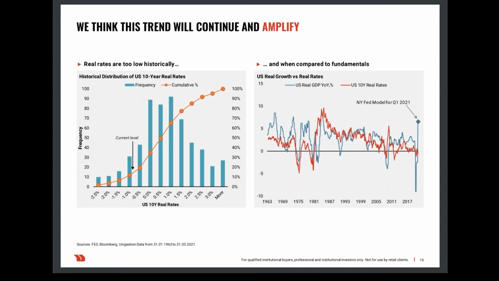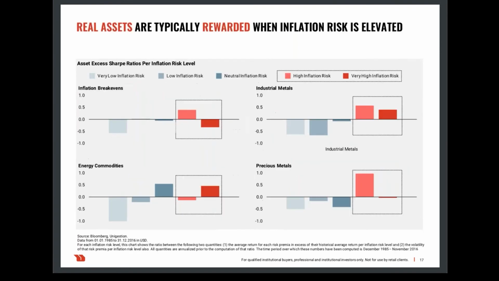Okay, so let's say I agree with you that real rates are too low and there's room for them to move higher, which would support pro-cyclical moves. But what does that mean concretely for asset performance? Where are the best opportunities to generate returns in this kind of inflationary scenario?